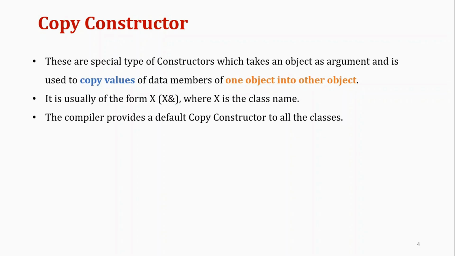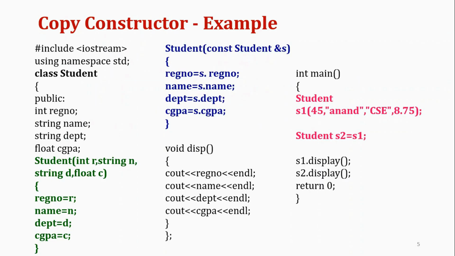So why do we need a copy constructor? Suppose we already created an object and initialized it with values. Instead of assigning each member individually to another object, a copy constructor can copy all the values in a single step. The benefits are duplication of objects: once one object is created, we can duplicate it from that. It also improves code reusability and readability, and it is essential for classes containing dynamically allocated memory.